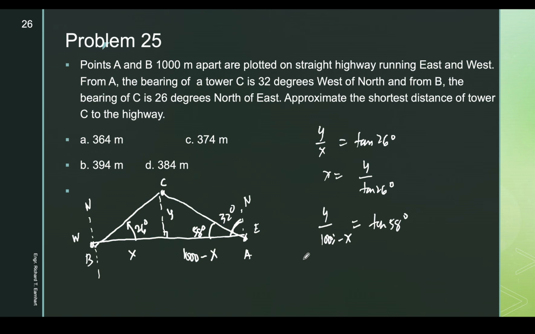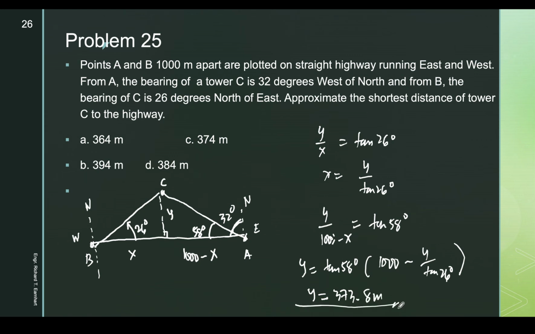Okay, so therefore Y is equal to tangent of 58 degrees times 1,000 minus your X, where X is Y over tangent of 26 degrees. So you can now compute for Y here. Your Y here must be 373.8 meters. Okay, so for 374 meters, the answer must be letter C.